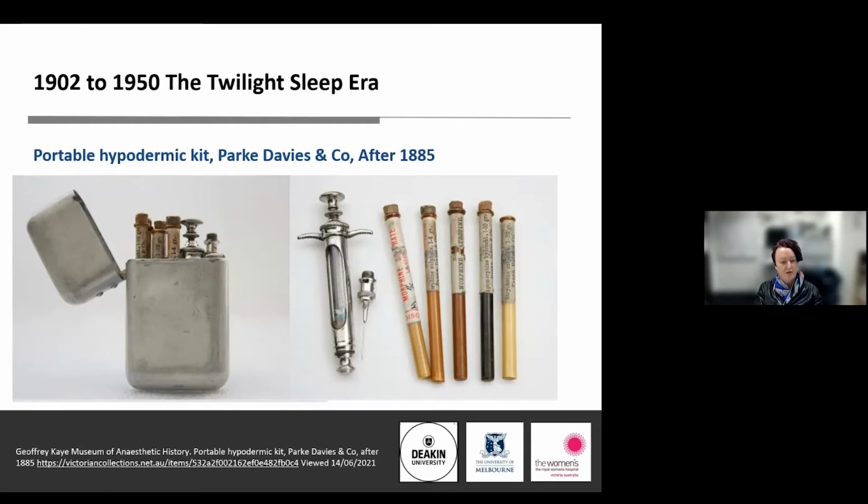Here are 2 pictures from the Geoffrey Kaye Museum showing portable hypodermic syringes. These ones would have been used in early 1900 in Australia to administer the Twilight Sleep to pregnant women during labour.